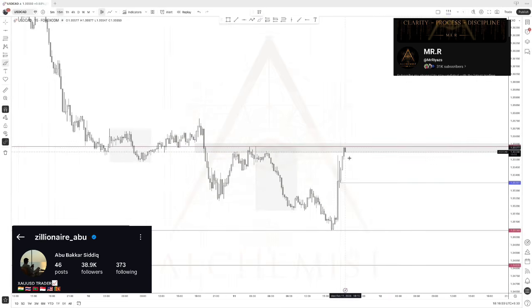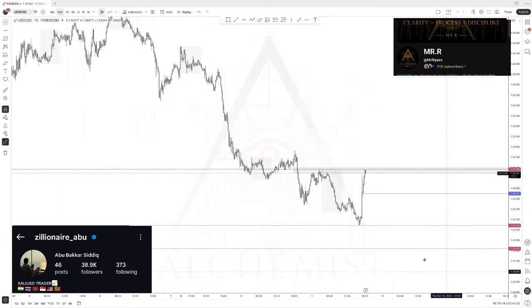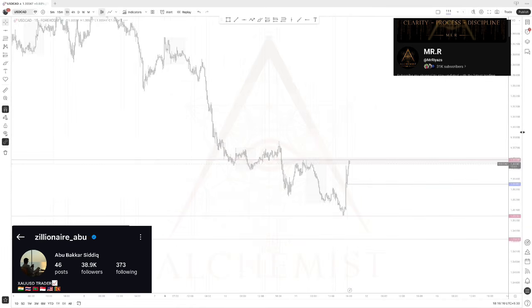I would like to see a move like this. NFP is coming, so I'm not very confident about this setup, but if it's there, I will execute. Who cares about a losing trade, right? So let's see what happens.